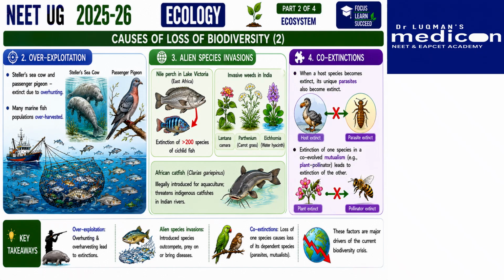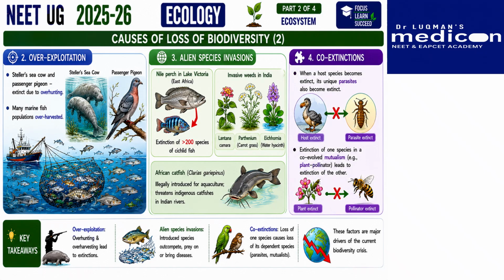Alien species invasion. For example, if a species is introduced in an area, then the actual natural species of that habitat will be lost, and that's how alien species invasion affects biodiversity. For example, the Nile perch in Lake Victoria, East Africa, caused the extinction of more than 200 species of cichlid fish. So this Nile perch is causing the extinction of other fish species.